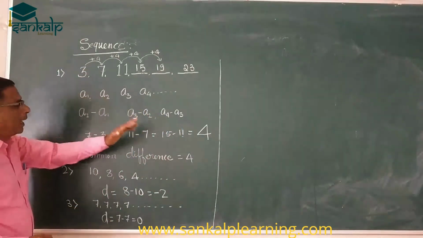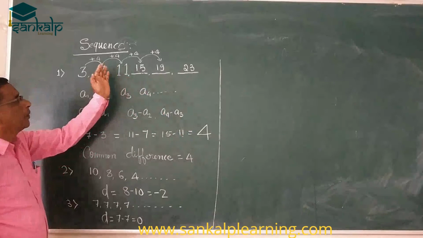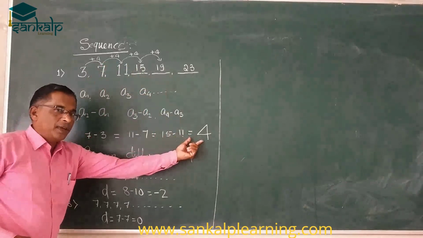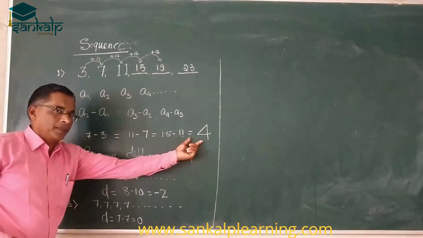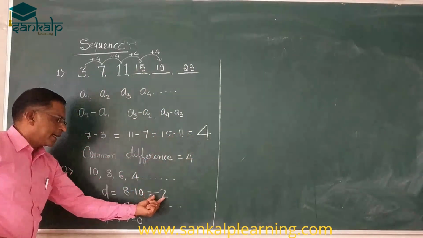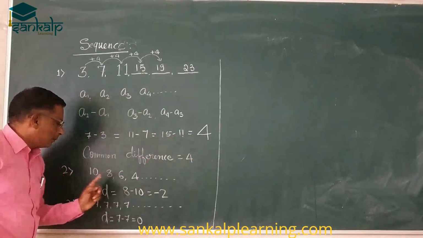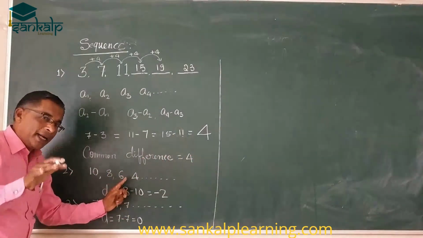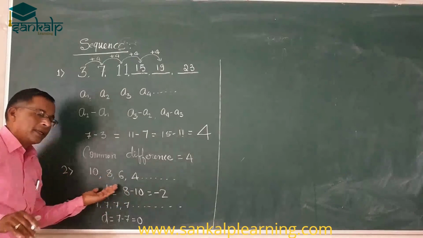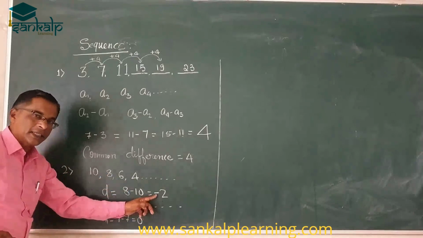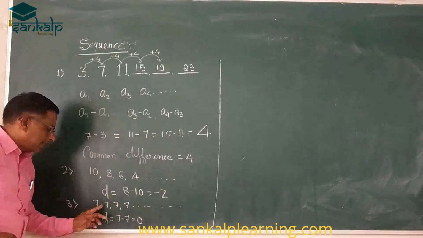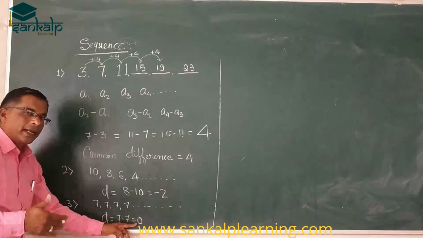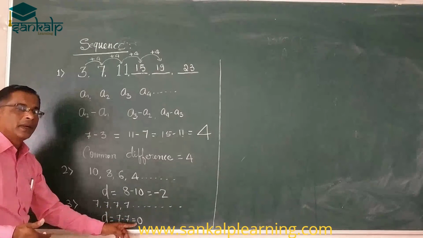That rule is by adding a fixed number, we are getting the succeeding numbers. The fixed number in the first example is plus 4, whereas the fixed number in the second example is minus 2. By adding minus 2, we are getting succeeding numbers. Adding minus 2 means we have to subtract 2. Here, by subtracting the consecutive numbers, we are getting 0. It means we are adding 0 to the given number.